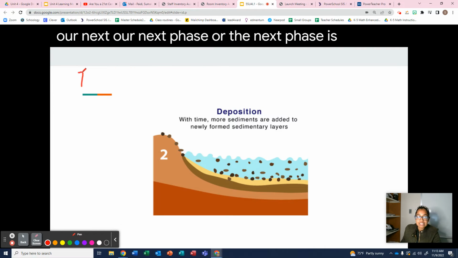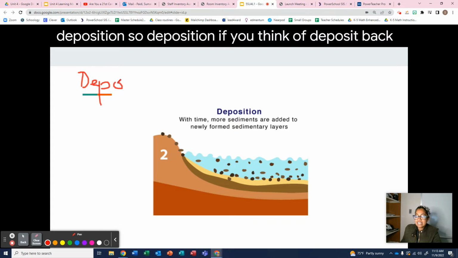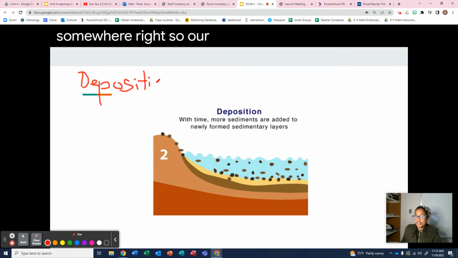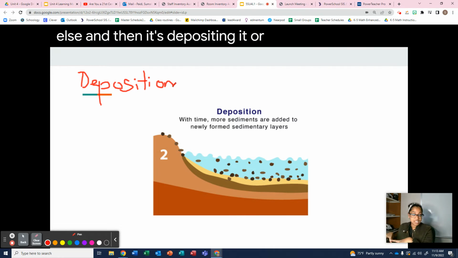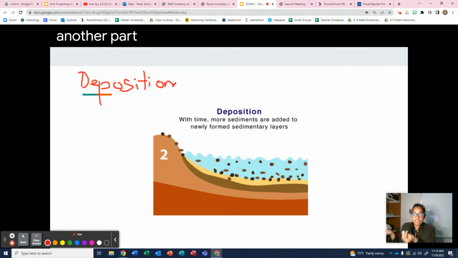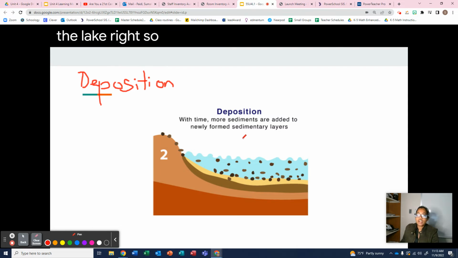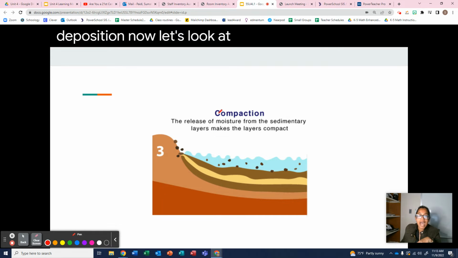Our next phase is deposition. If you think of deposit, that basically means we are dropping these rocks off somewhere, right? So our water is eroding and transporting our rocks from one area to somewhere else, and then it's depositing or dumping it in another part of the bank or maybe at the bottom of the lake. So deposition is where all of our rock sediments get dropped off. That is deposition.